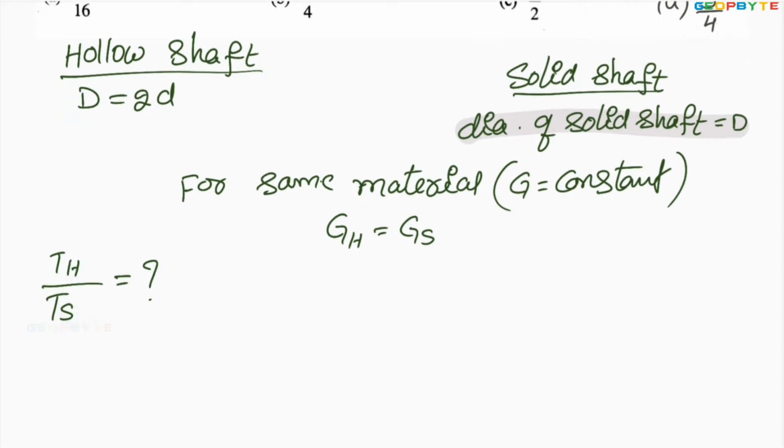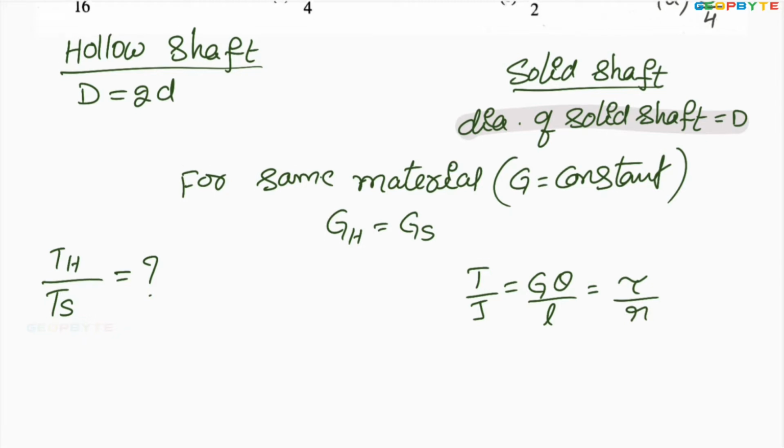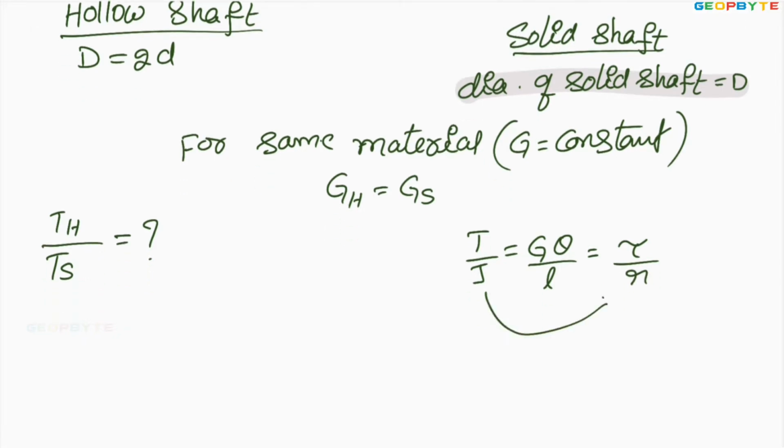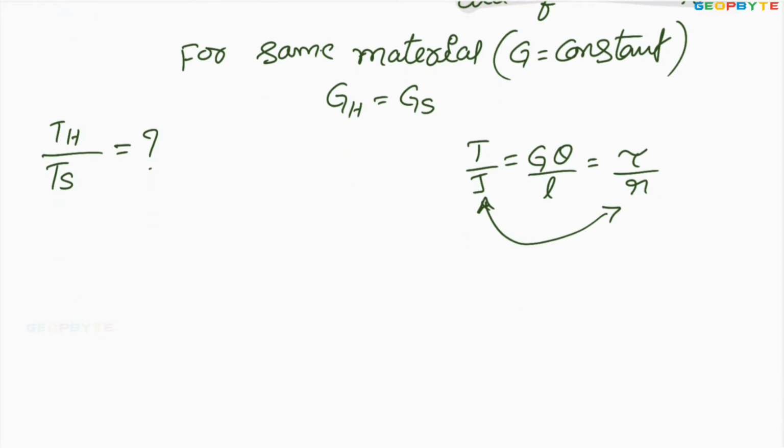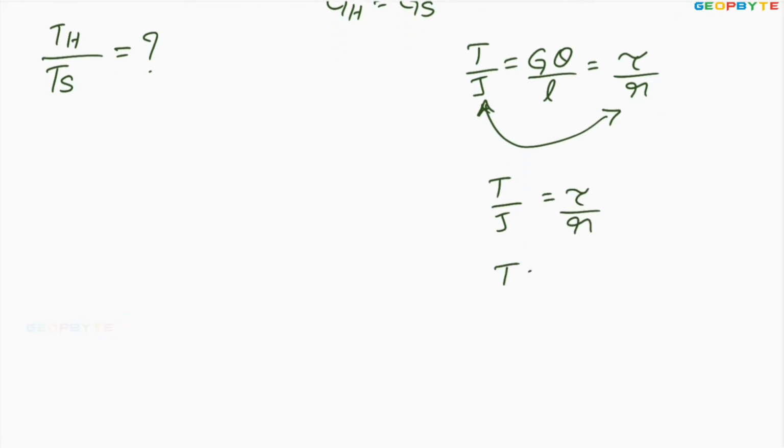Now you know the torsion equation is T by J equals G theta by L equals tau by R. That is the torsion equation. You take the first relation and the last relation. T by J equals tau by R, or the torque T equals J by R into tau.